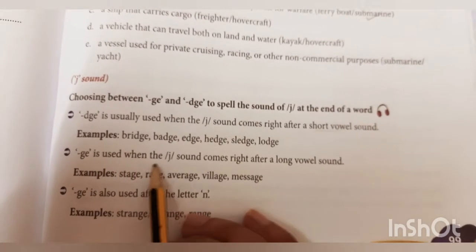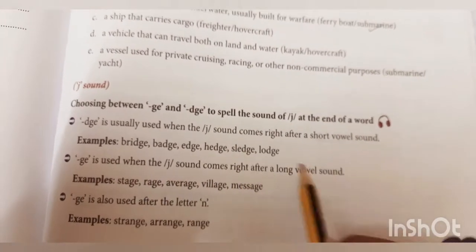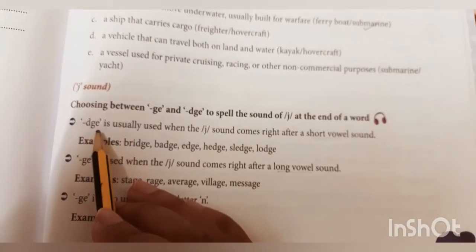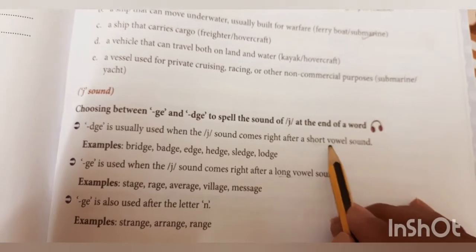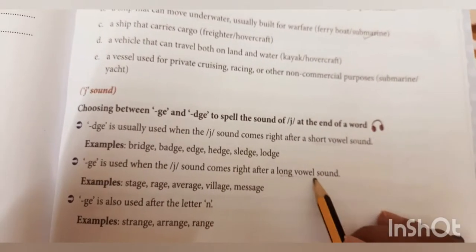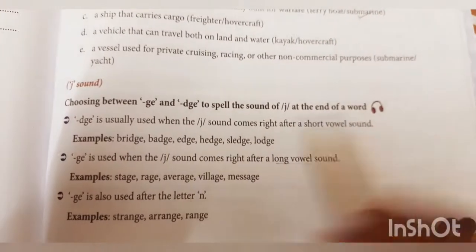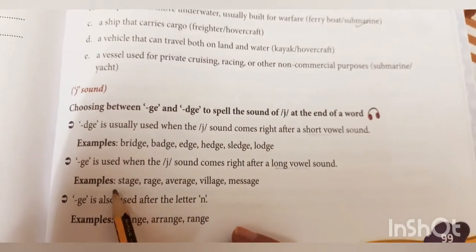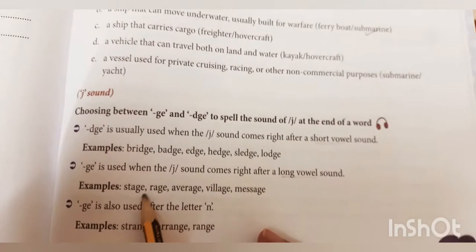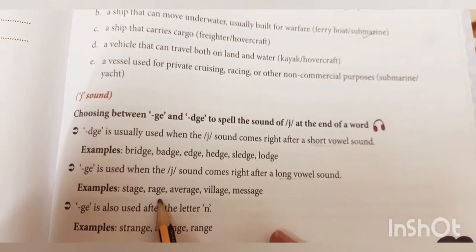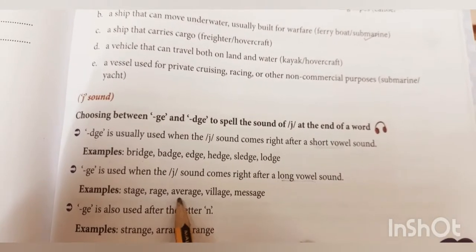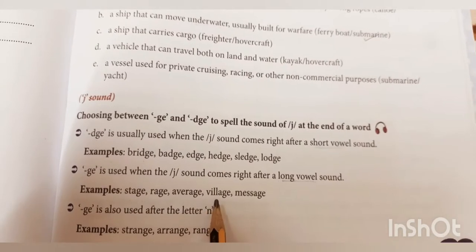GE is used when the J sound comes right after a long vowel sound. DGE is used after a short vowel sound, and GE is used after a long vowel sound. Okay, children, let's pronounce some words now. Stage. All of you pronounce after me. Stage. Next. Rage. Average. Village.